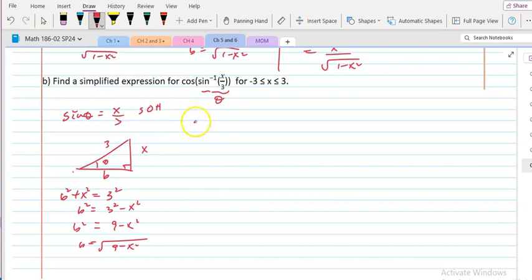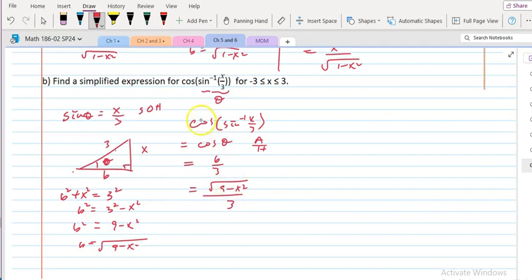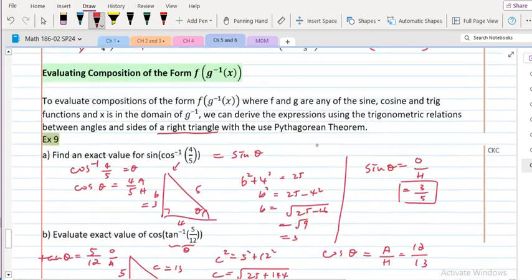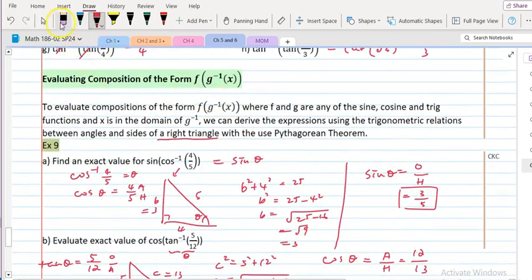Now I am to find cosine of sine inverse of x over 3. Is this the same as finding cosine theta? What is cosine theta according to this triangle? CAH, right? A over H. So it's b over 3, but b is the square root of 9 minus x squared, over 3. So this is my answer. So that is all for 6.3, composition of trig and inverse trig functions.